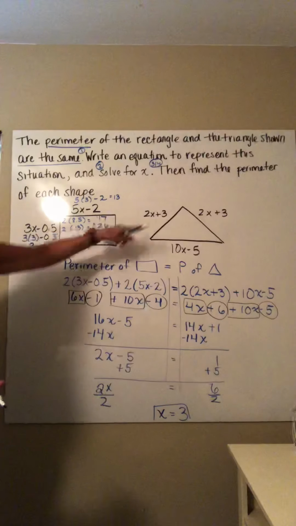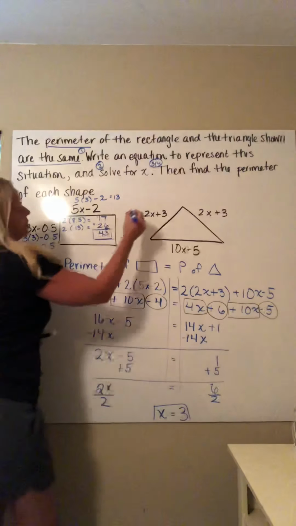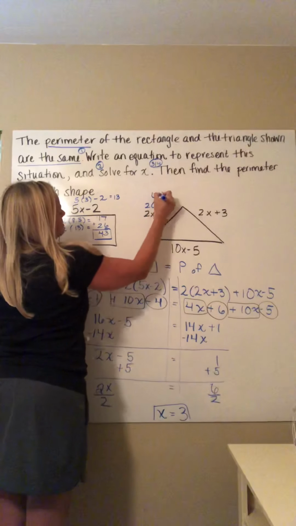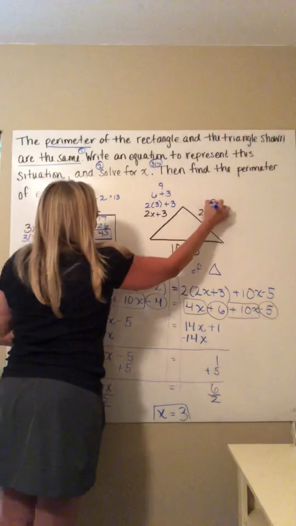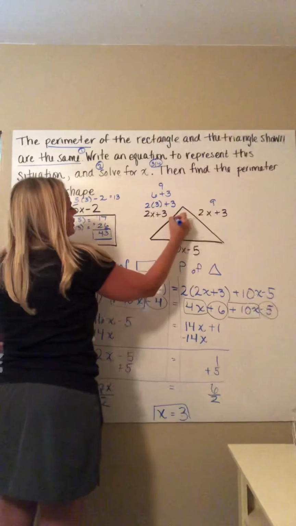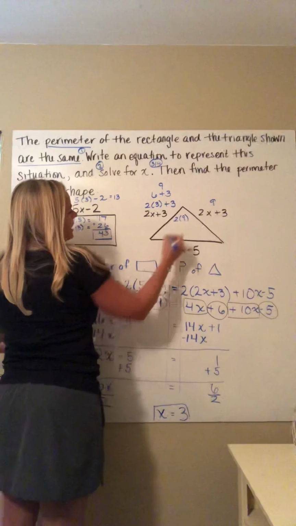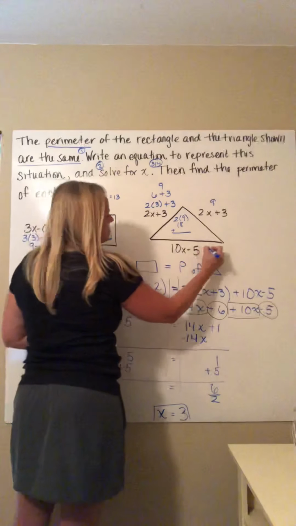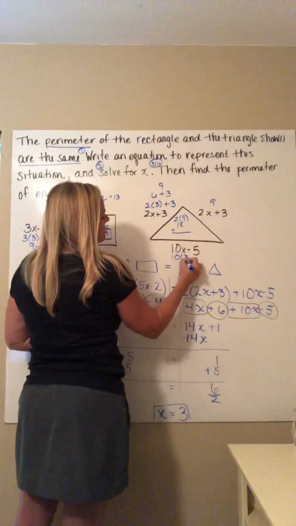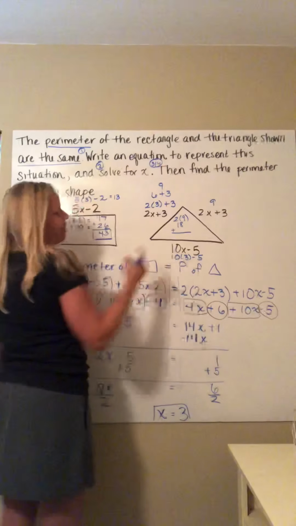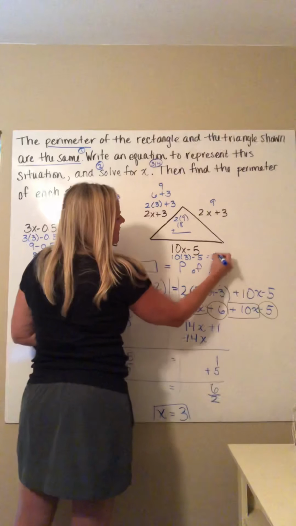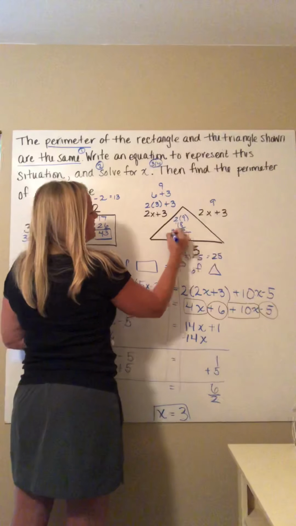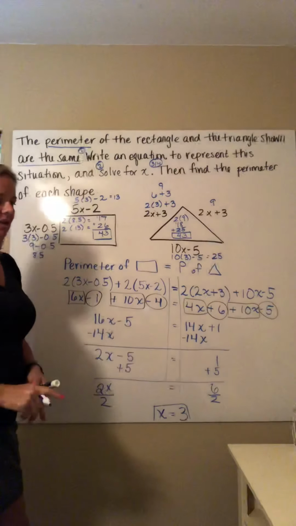Okay, now let's go over here. So each of those sides is 2x plus 3. So 2 times 3 plus 3. So 6 plus 3 is 9. That means this one is also 9. So I have 2 times 9. And that would be 18, and I need to add to that whatever I get when I substitute this one. So 10 times 3 minus 5 would be 30 minus 5, which is 25. So 18 and 25, well, isn't that funny? I got 43.